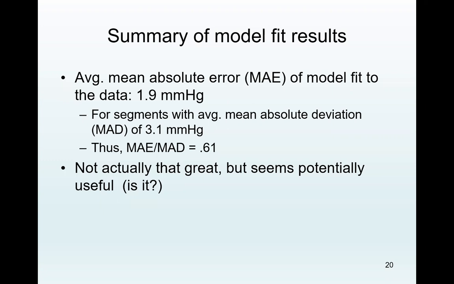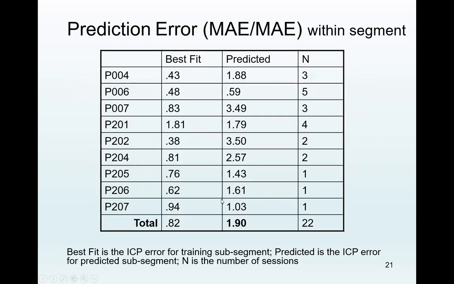So what's clinically significant? A couple of millimeters of mercury out of, let's say, elevated calibration in a severe case can be 25, 30, even 40, and the person probably won't be conscious in that case. So this wouldn't be too bad. It's not great, but it seems potentially useful. And the question is, is it? Here, we had data that allowed us to test it.